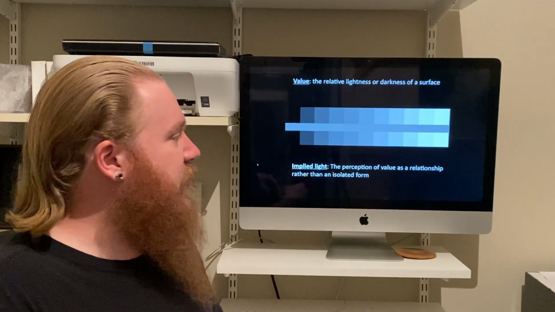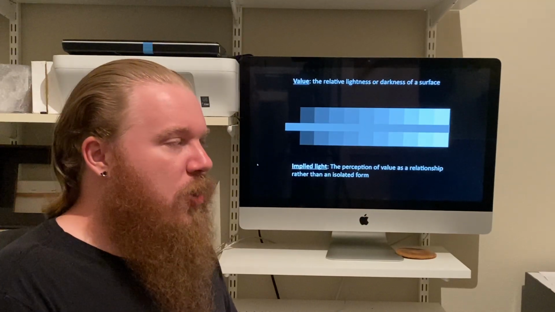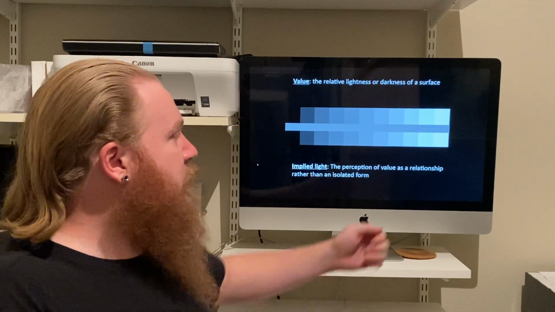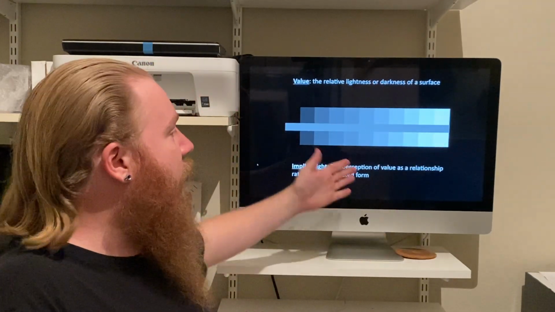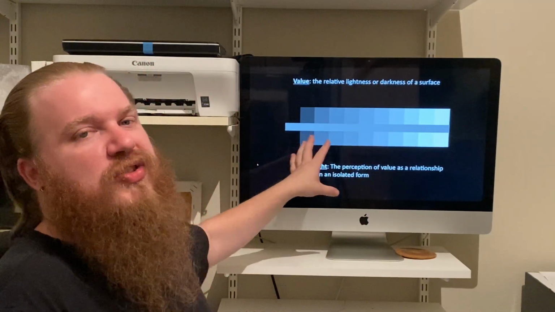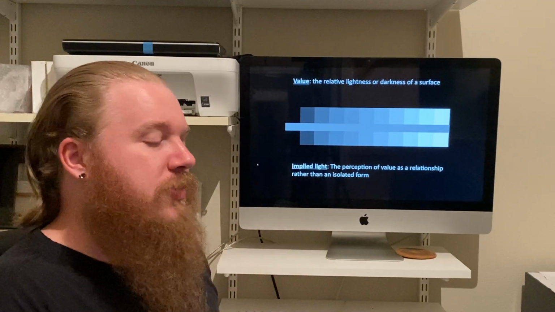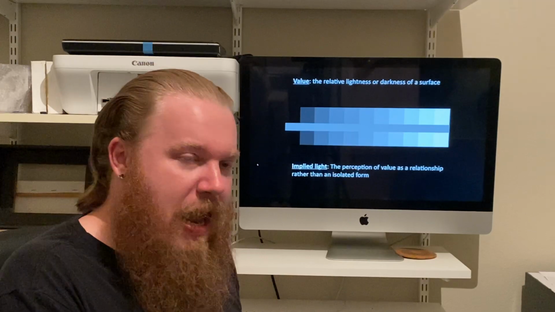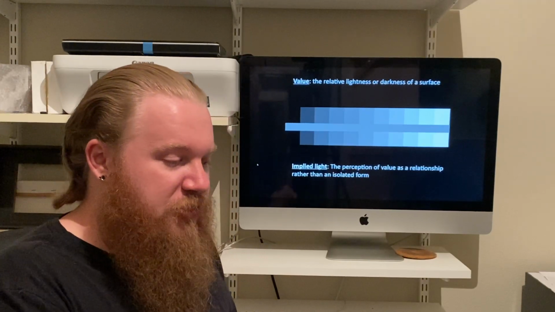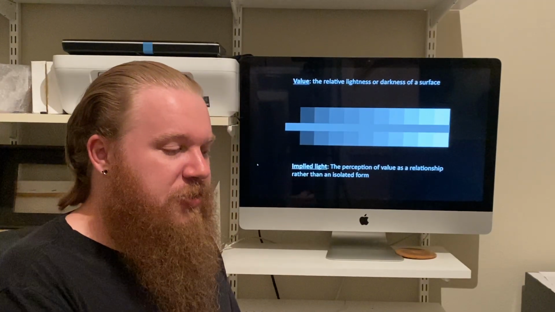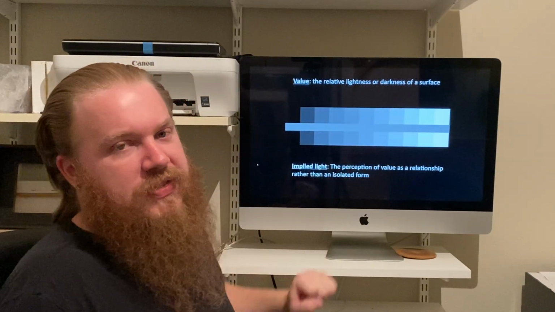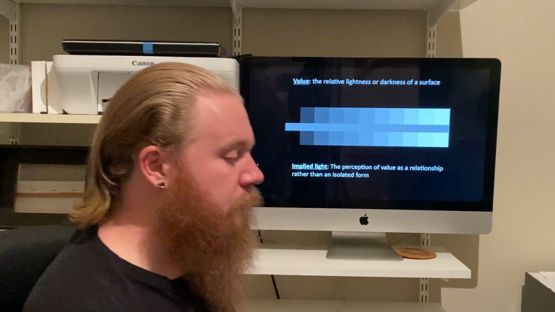And so this is kind of an interesting phenomenon. Even light colors like yellow can be made to appear much, much more bright by placing them next to a much darker value range and things like this. But something else that we can talk about is implied light, and that is the perception of value as a relationship rather than an isolated form. So that would be in relation to this diagram here.